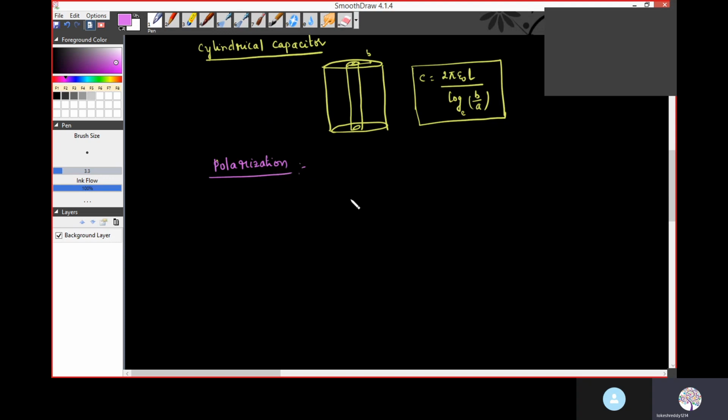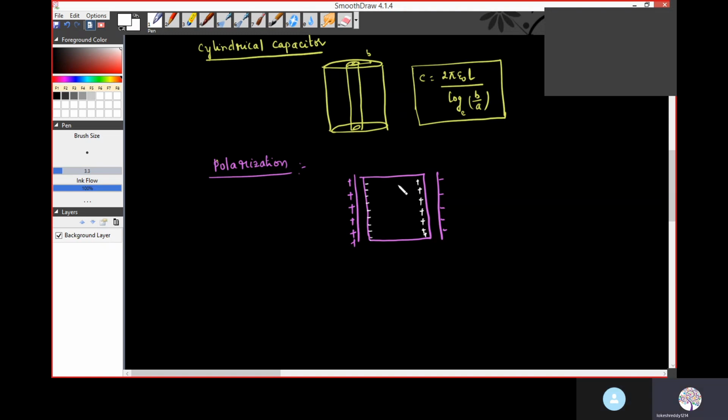Now here, this is the positive plate and this is the negative plate, and you keep a dielectric in between. When we place a dielectric here, it develops negative charge. This negative will create positive charge here.